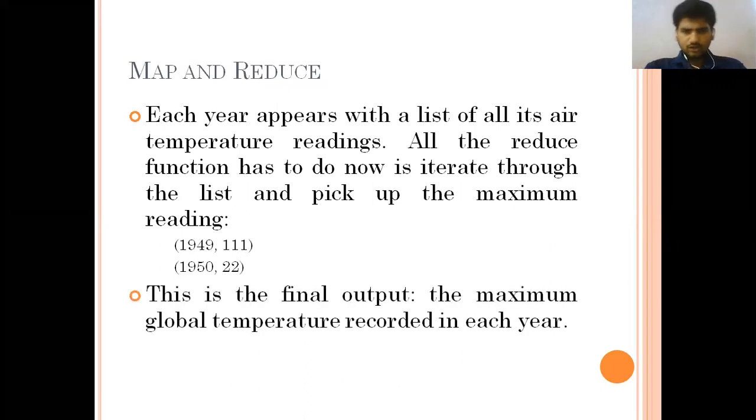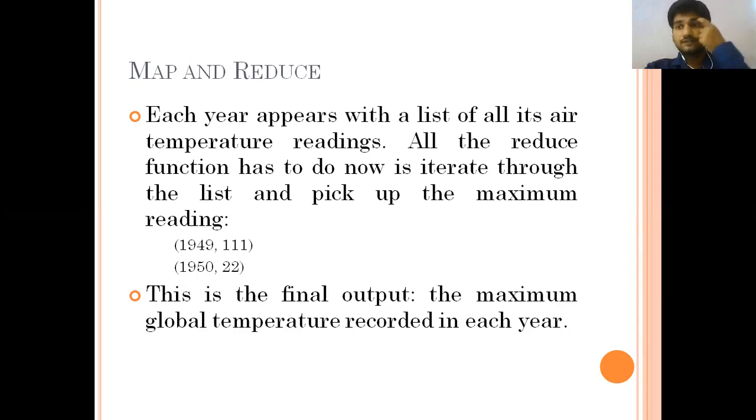So this is the final output, the maximum global temperature recorded in the year 1949 and so on. Regarding this global temperature, we are going to consider a particular year. So we have the highest temperature in the reduced case. So this is the final output.